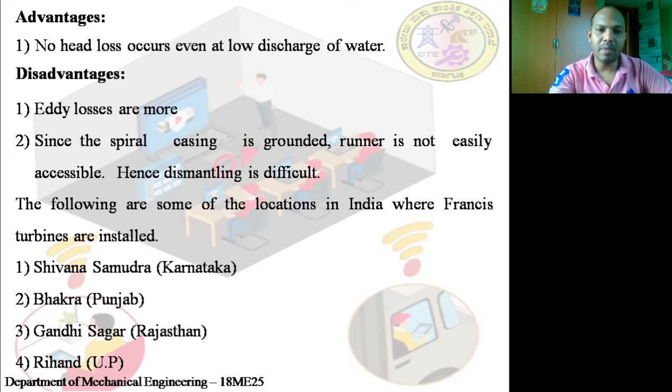Okay, in Bhakra Nangal, Punjab, we have a reaction turbine. Shivanasamudra, also called Shimsha Shivanasamudra, and Gandhinagar in Rajasthan also have reaction turbines. There is a Francis turbine at Rihand, that is in UP. In Uttar Pradesh we have the Francis turbine.